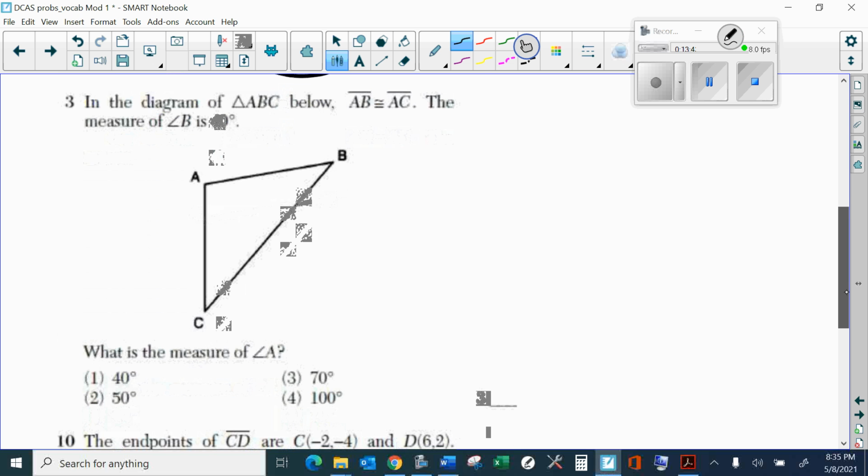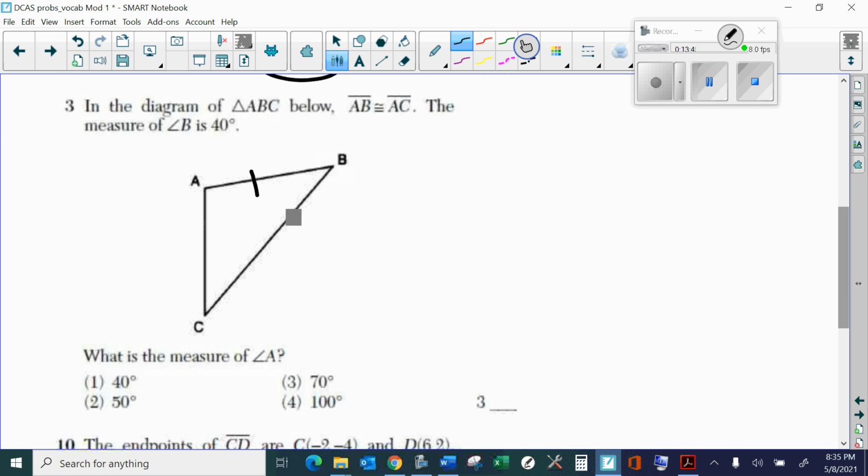Okay, AB is congruent to AC. So we have an isosceles triangle. The very first thing I should be thinking is base angles are congruent. The measure of angle B is 40, which makes this 40, it's 80. That makes this 100, called the vertex angle. Remember where the two equal lengths come together, it's called the vertex. So that's the vertex angle. You got to know the name of that. Measure of angle A is 100.